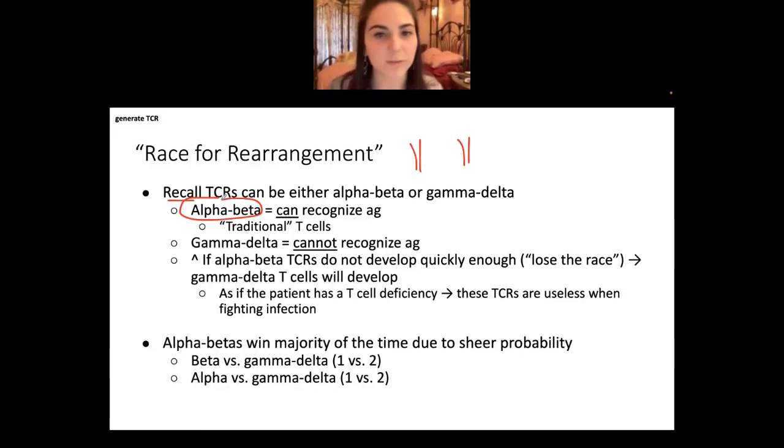That's the one that's drawn in First Aid. That's the one that you should be thinking of when you're thinking of a T cell receptor. These are your traditional T cells. They're the ones that can recognize antigen. It's the T cell receptor.